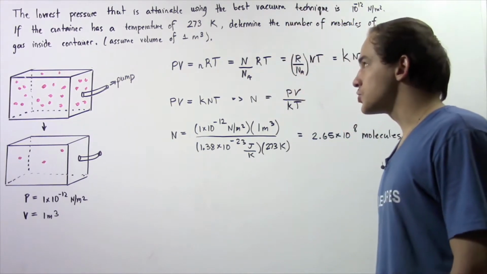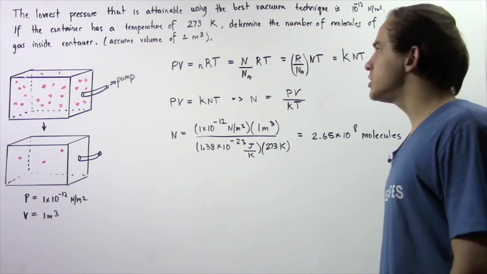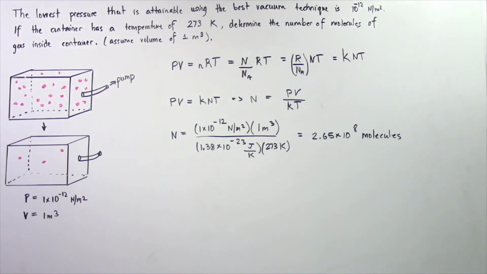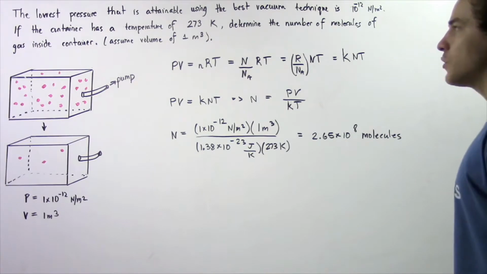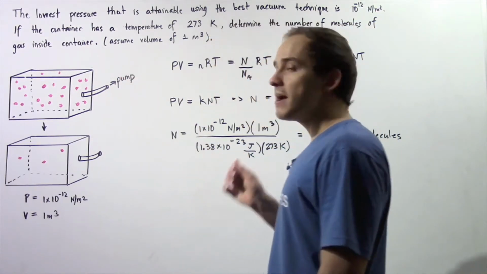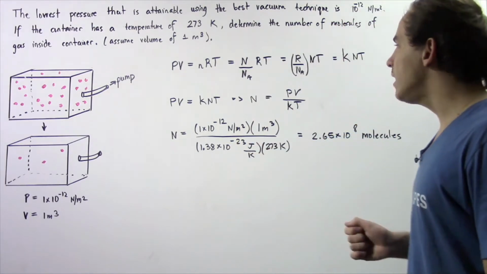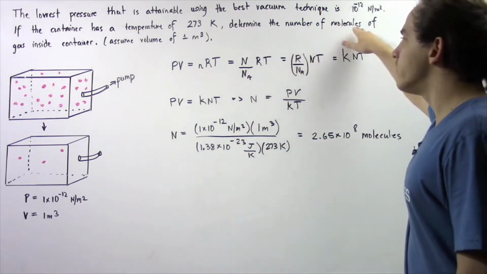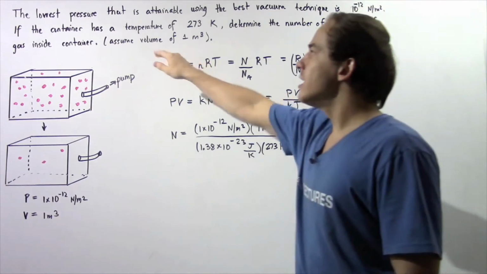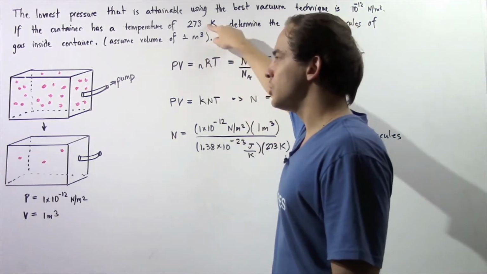The lowest pressure that is attainable using the best vacuum technique is about 1 × 10⁻¹² newtons per meter squared. If the container has a temperature of 273 kelvins, determine the number of molecules inside our gas container, assuming the volume is 1 meter cubed.